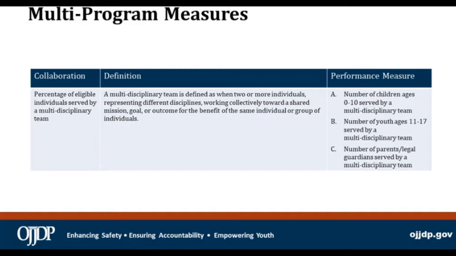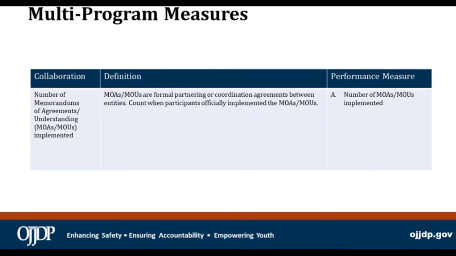The next set of measures will focus on newly revised outcome measures meant to track long-term changes in behavior, individuals, and systems. Number of memorandums of agreement or understanding implemented. MOUs or MOAs are formal partnering or coordination agreements between entities. They're recognized once participants officially implement the MOU or MOA. For this measure, you will provide the distinct count of number of MOAs or MOUs implemented.